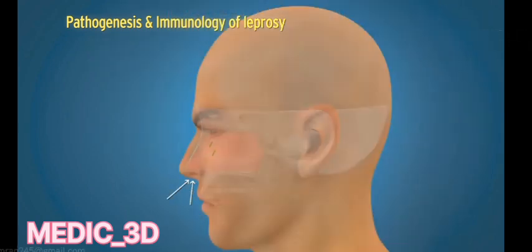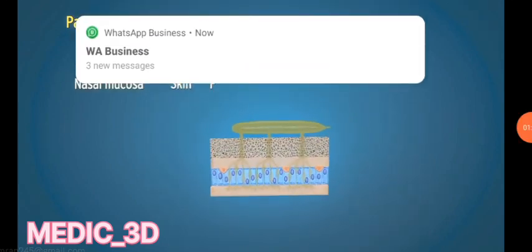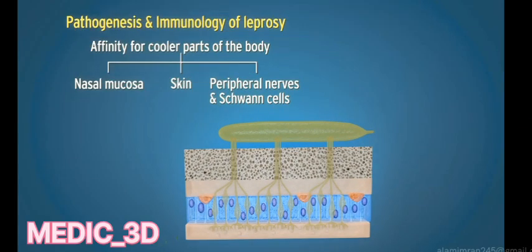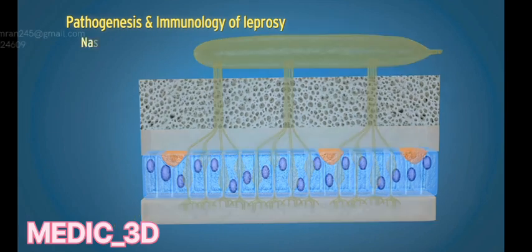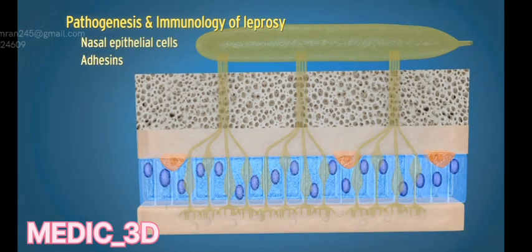And since the bacilli have an affinity for cooler parts of the body like nasal mucosa, skin, peripheral nerves, and Schwann cells, they migrate towards these structures in various possible ways. In the nasal cavity, mycobacteria are capable of infecting nasal epithelial cells with the help of adhesins located on their surface, such as histone-like proteins and heparin-binding hemagglutinin proteins.